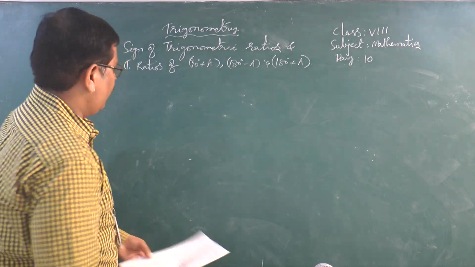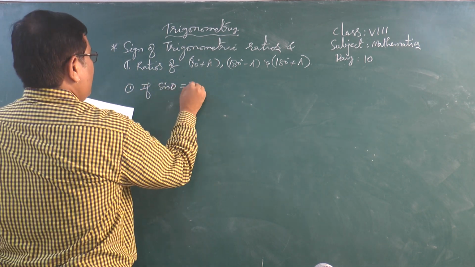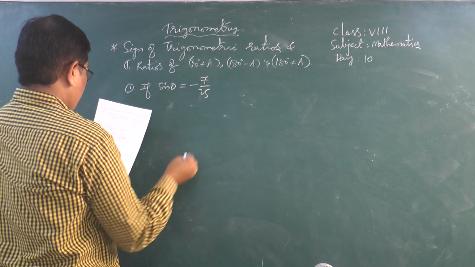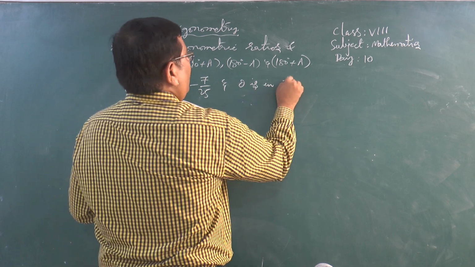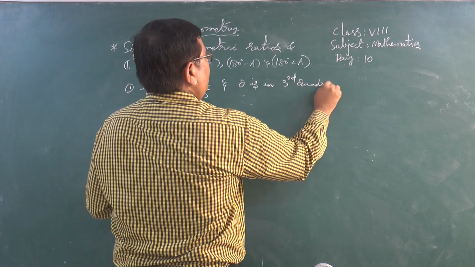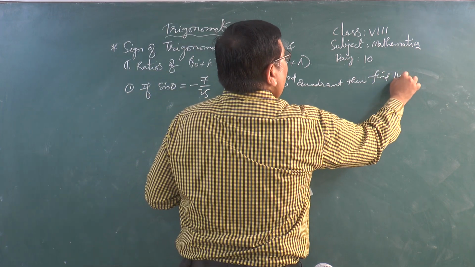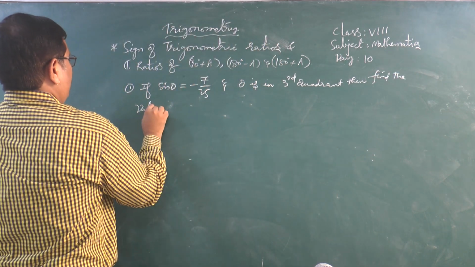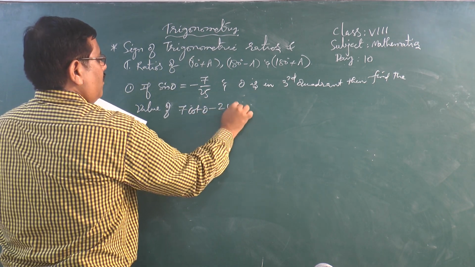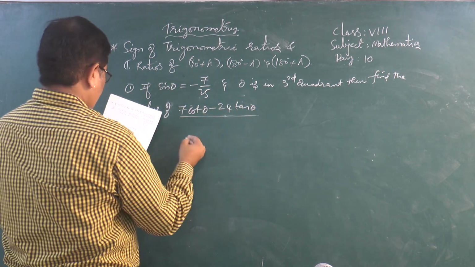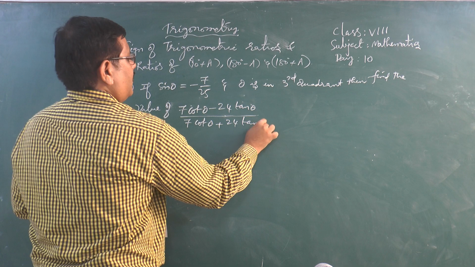If sin theta is equal to minus 7 by 25 and theta is in the third quadrant, then find the value of 7 cot theta minus 24 tan theta upon 7 cot theta plus 24 tan theta. That is the question for us.